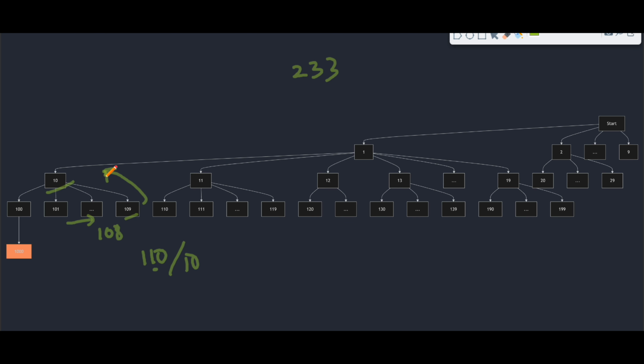So this way we came to the sibling of 10, that is 11. So again we will process it. Then we will again multiply by 10 and go to its children. So we will get 110, 111 and so on. And so we again come to 120 now.